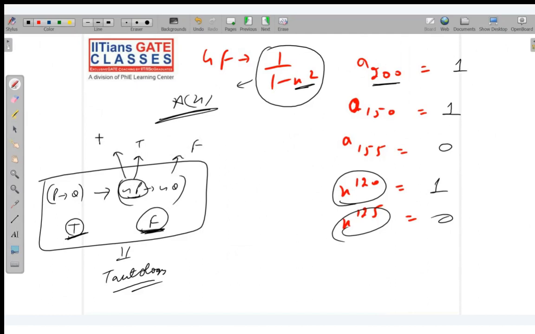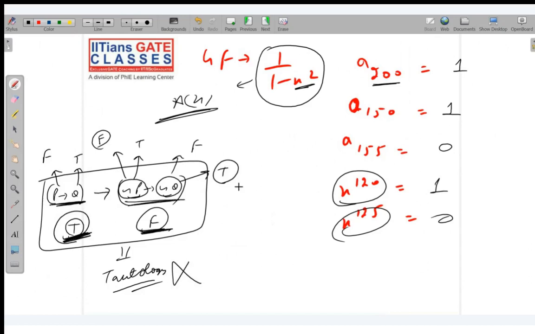P is false. Okay, and not Q is false, so that means Q is true. You just put it here: P is false, Q is true. False implies true is true, obviously. And not P implies not Q is true implies false, which is false. So we are able to make this true and this false. So this is not a tautology. So if the implication is true, I cannot conclude the inverse is true. The contrapositive we can conclude.